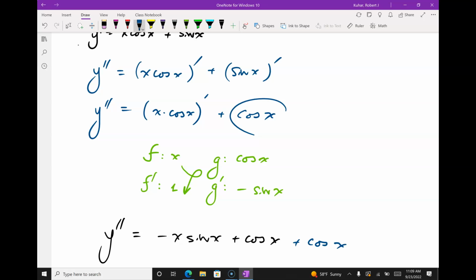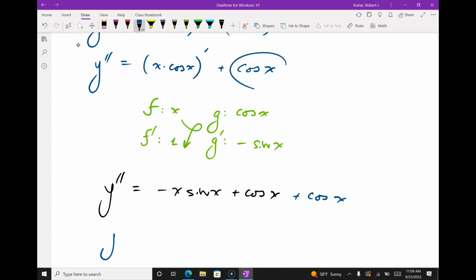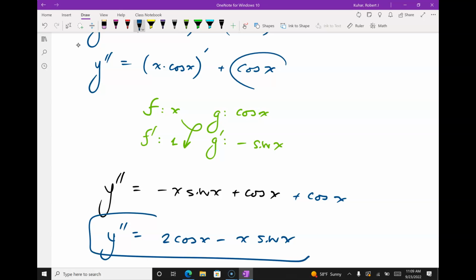So what's my final answer here for the second derivative? 2 cos x minus x sine x. Again, if I can factor, I want to factor. We okay?